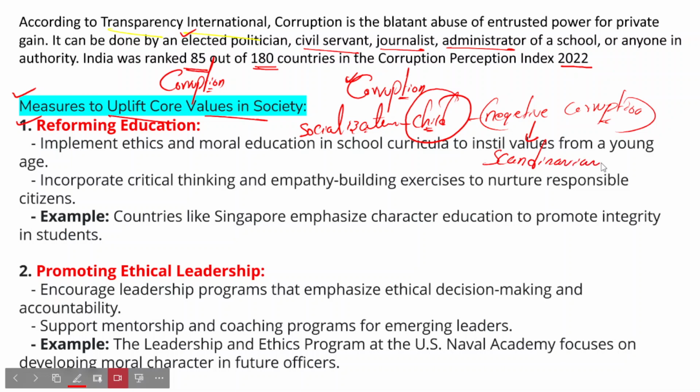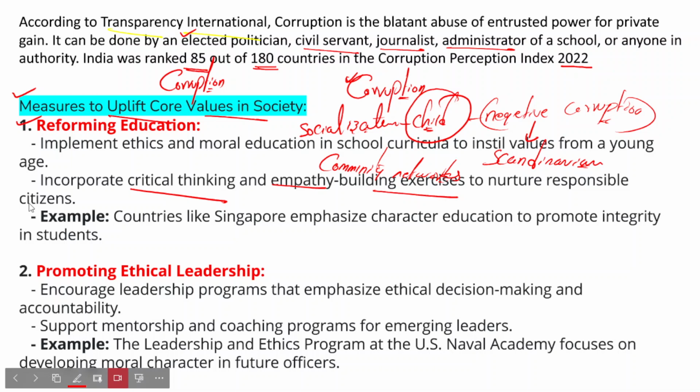In Scandinavian countries, there's a huge, rich social capital, where people respect and love community engagement and community networks. Therefore, at a young age, we need to inculcate such values among students. We should also focus on inculcating critical thinking and empathy building exercises.